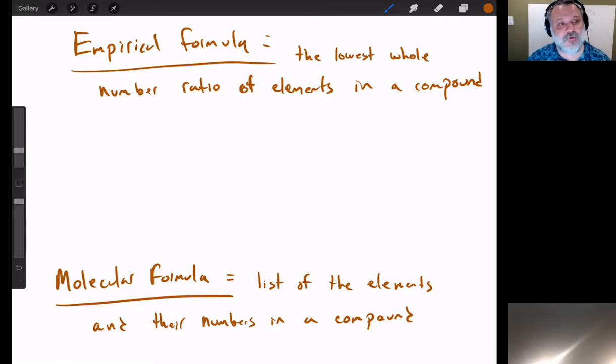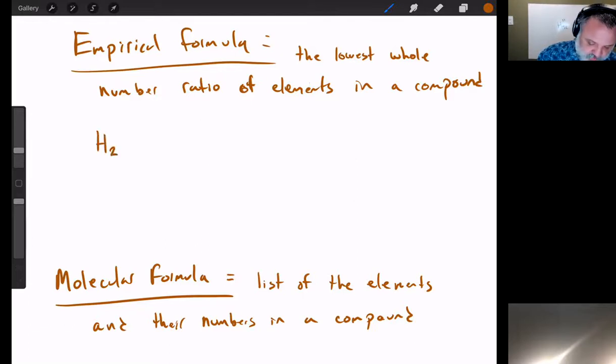Okay, so what's the difference here? With a molecular formula, I'm telling you what each element is and how many of those elements there are in the compound. The empirical formula is similar in that I'm going to tell you what elements are in the compound, but it's the lowest whole number ratio of elements. It's not the actual number that there are. So there are times when the empirical formula and the molecular formula are the same, and times when they're not. Here's an example of when it's the same.